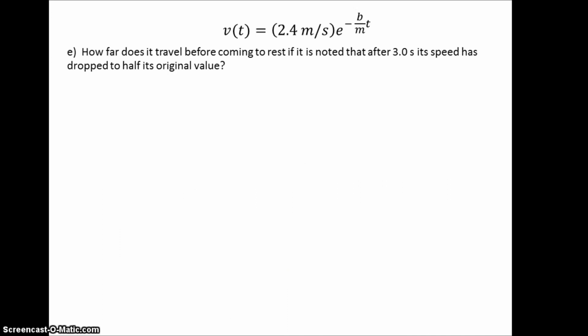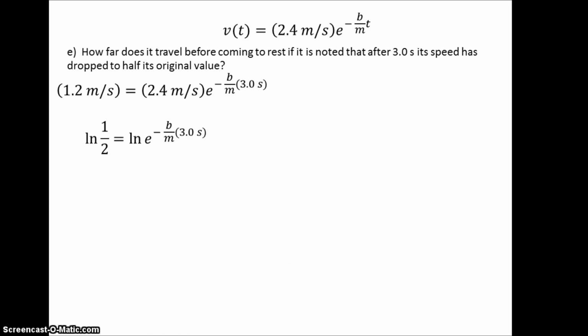Okay, now let's figure out how far it travels before coming to rest. It's noted that after 3 seconds its speed has dropped to 1/2 its original value. Let's use the speed equation then. 1/2 its value would be 1.2 meters per second at 3 seconds. So we can use this to solve for b over m or m over b. Natural log of 1/2 would be equal to natural log of e raised to the negative b over m times 3 seconds. And then we can solve this for m over b, negative 3 seconds over natural log of 1/2.